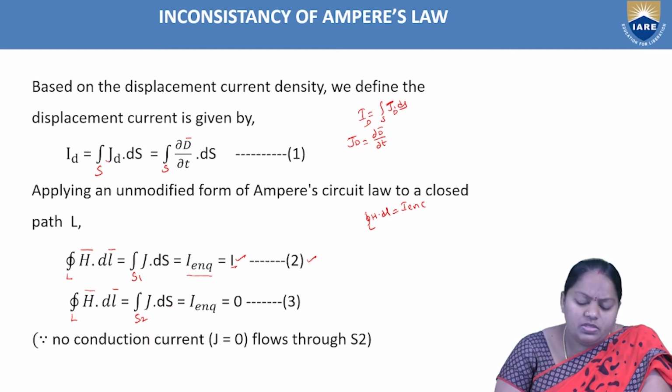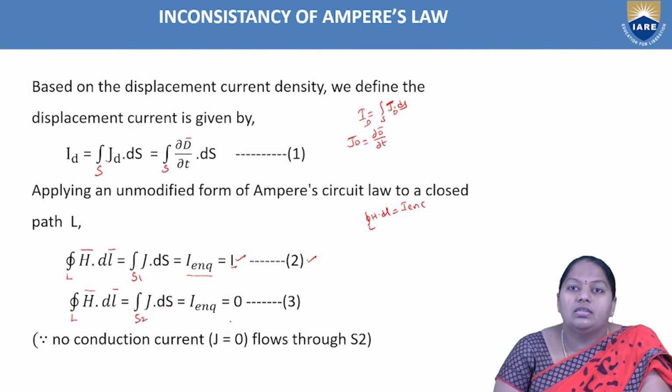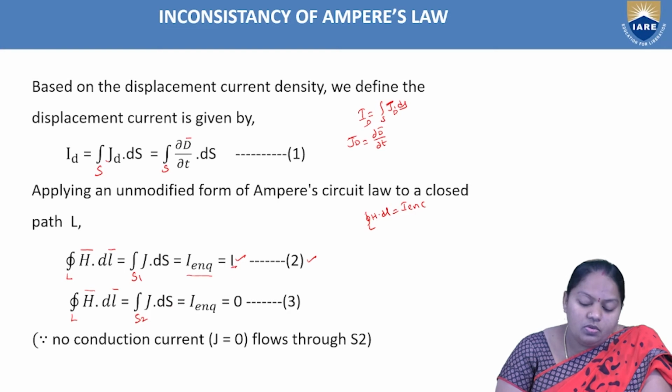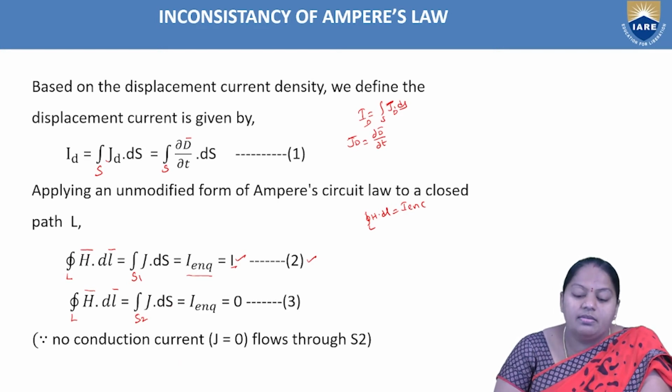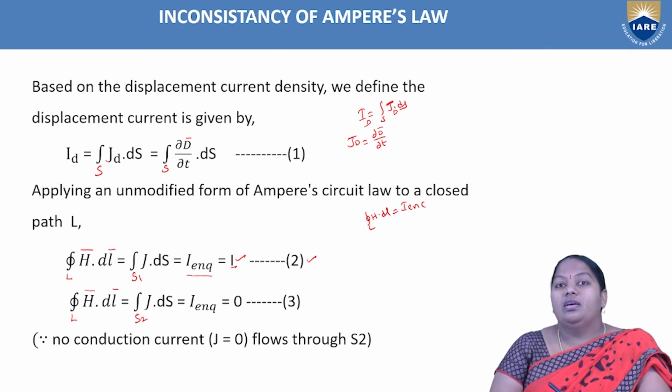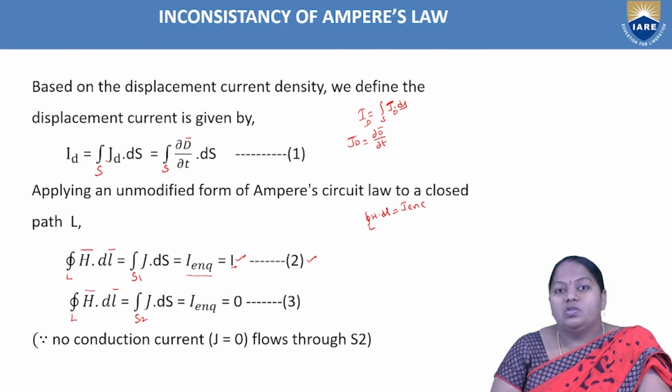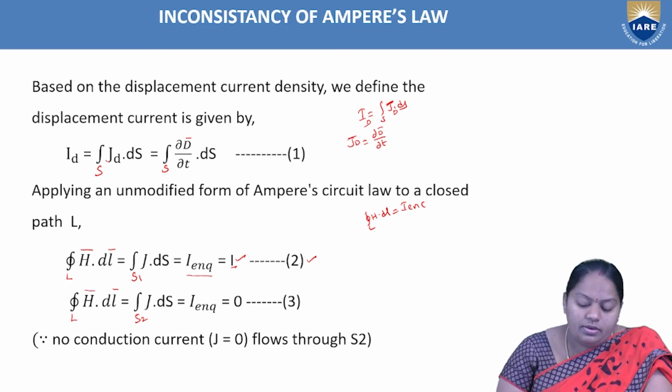So there is a mismatch in figure B, that is the second figure, in the S2 case. The net current enclosed by surface S2 is equal to 0. So in order to overcome this conflict, we modify the Ampere's circuit law by adding displacement current. This is the way the inconsistency in Ampere's circuit law is eliminated, by adding displacement current to the respective surfaces.